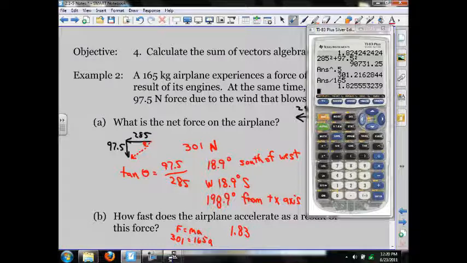What are the units for acceleration? Meters per second squared. Acceleration is a scalar or a vector? Vector, therefore it needs direction. Yeah, it's the same direction as the force. Any questions on example 2?